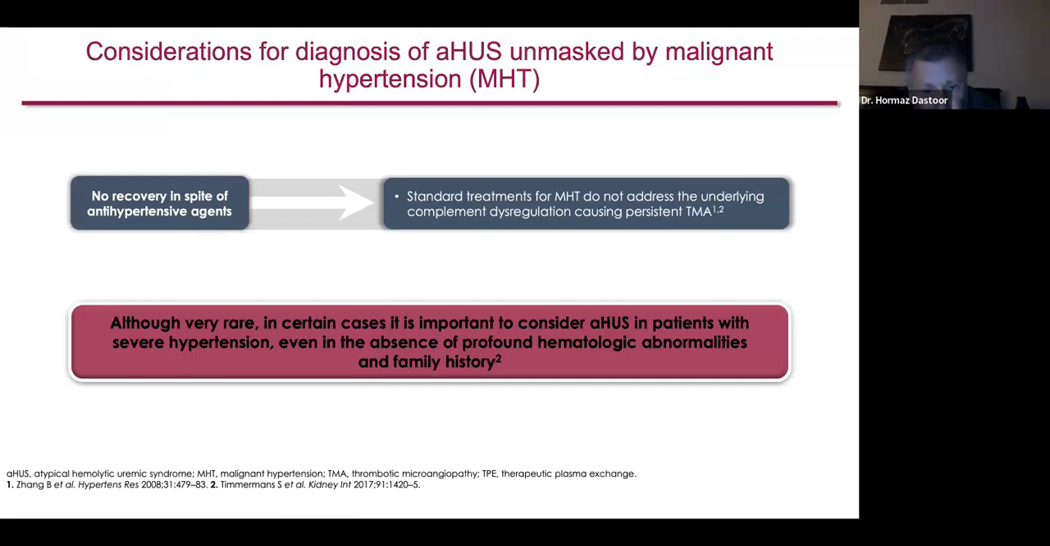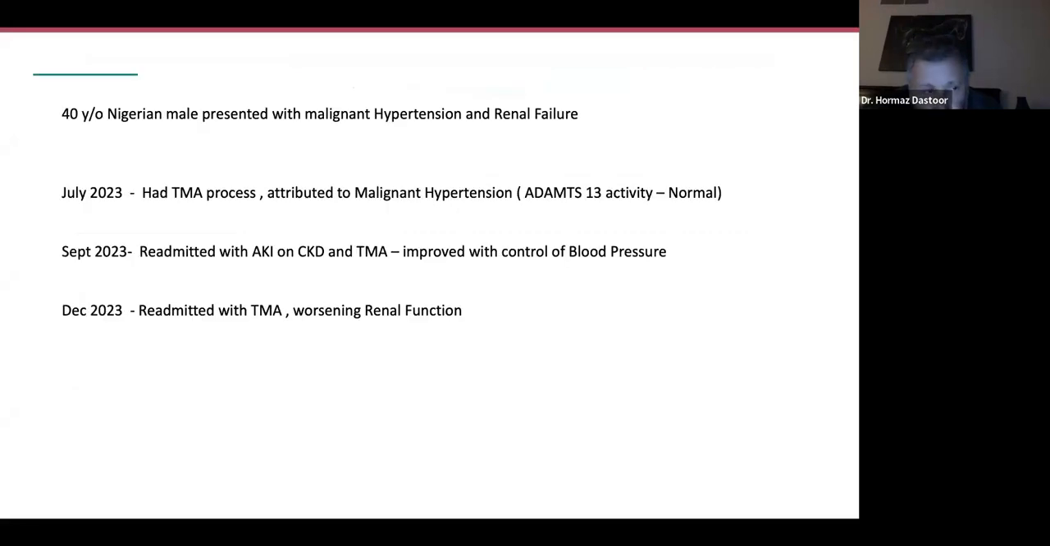So this is basically what I'm trying to explain to you, that you need to have an open mind when you have these underlying triggers such as pregnancy, malignant hypertension causing kidney damage. You have to figure out whether these causes are directly causing a TMA process which can be self-regulating, or have they opened up a Pandora's box where now the complement system is activated and now you have a self-perpetuating complement activation causing an atypical HUS.